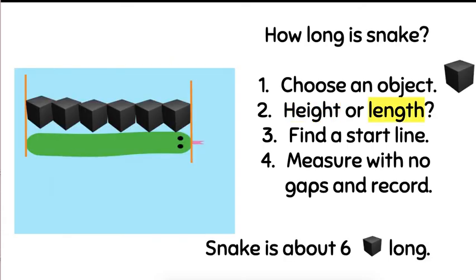How long is the snake? Again, choose the object, choose height or length, find a start line, measure with no gaps, and record. So according to this, the snake is about 6 black cubes long.